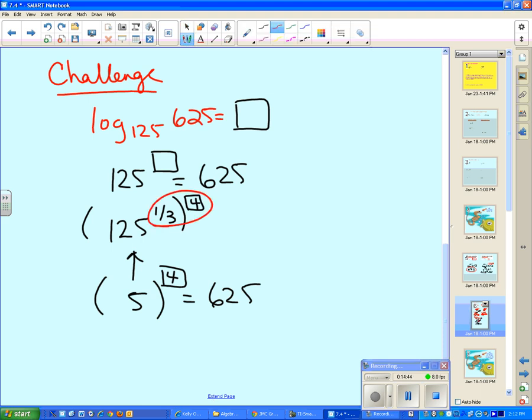So you told me before that if I have an exponent to an exponent, I do this. I multiply. So 1/3 times 4 is 4/3. Try this in your calculator. Is 125 to the 4/3 625? And so the answer to our question then would be 4/3. And there will be 2 challenge problems like that on your homework. Okay, so look back if you're not 100% sure to those problems.